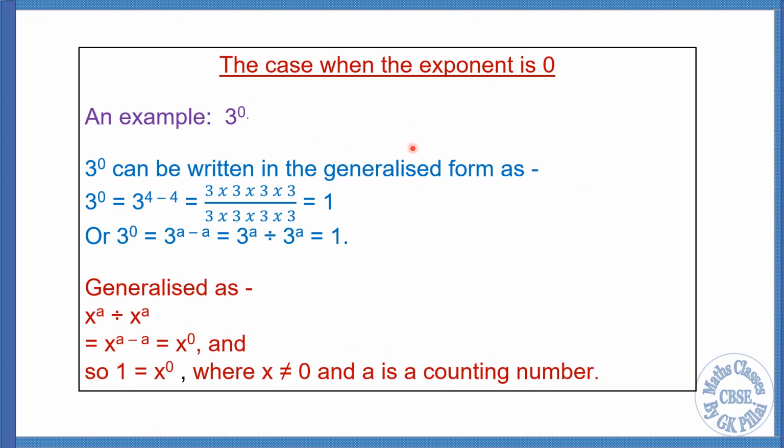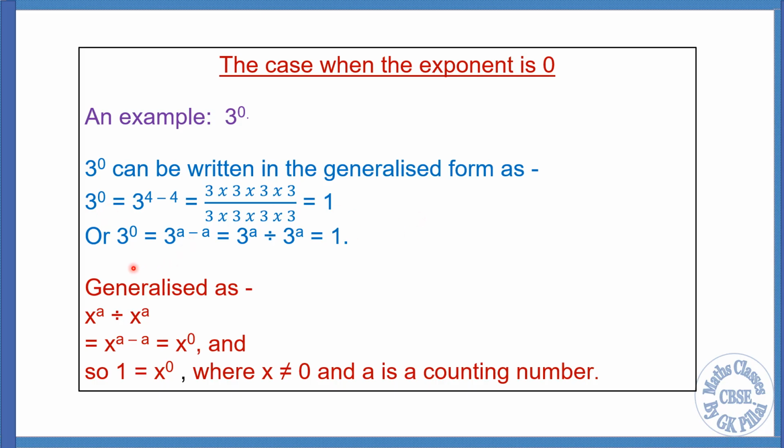Now we are examining what happens when a number has a power raised to the power of 0. As an example, 3 to the power of 0 can be written in the generalized form this way. 3 to the power of 0 is equal to 3 raised to the power of 4 minus 4. When you apply the second law, it will be 3 into 3 into 3 into 3, 4 times, upon 3 into 3 into 3 into 3, 4 times. When you cancel everything, you will get 1. So that means 3 raised to the power of 0 is 1 only.